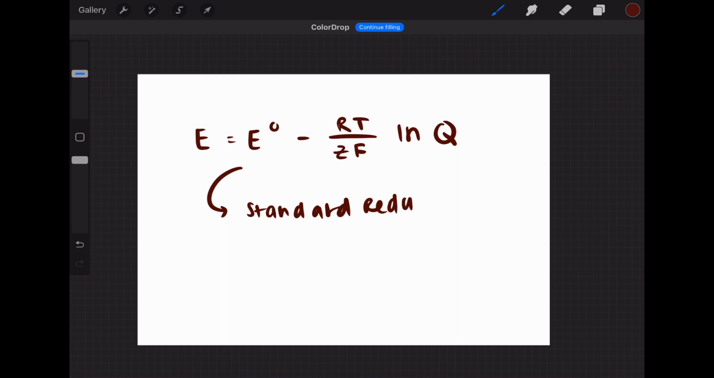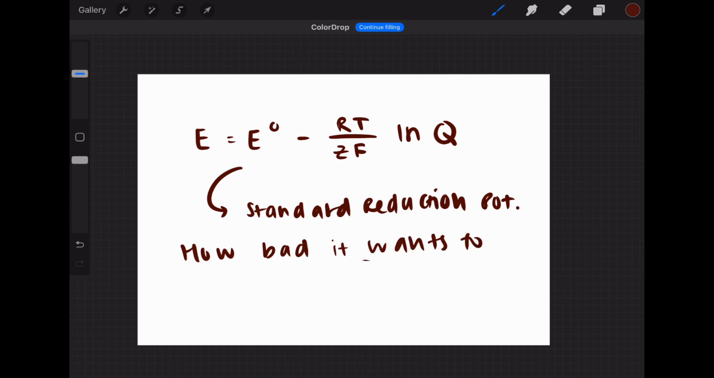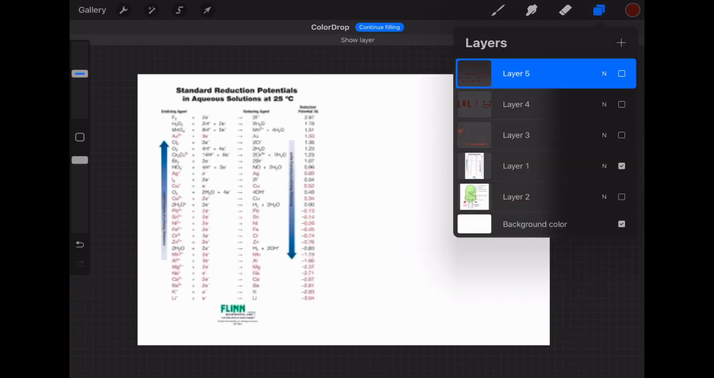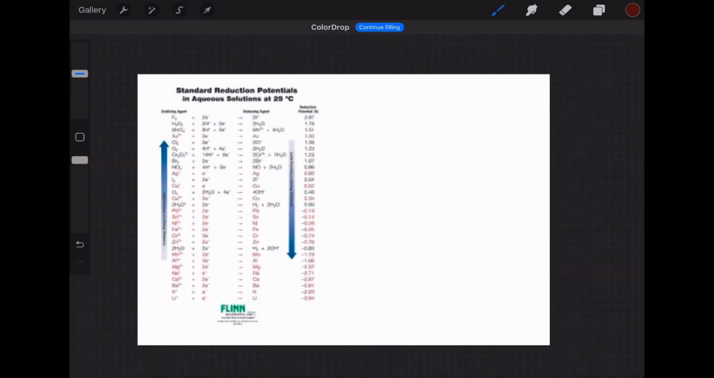Standard reduction potential. And as the name suggests, it's basically how badly a chemical species wants to be reduced. So its tendency to be reduced. So if something has a really high reduction potential, it really wants to be reduced. So let's look at a reduction potential chart. Now you can see the pixels on this one, but it's okay. You get the idea. You can search one up. It's like any standard reduction potential chart, right? This is our standard reduction potential chart.